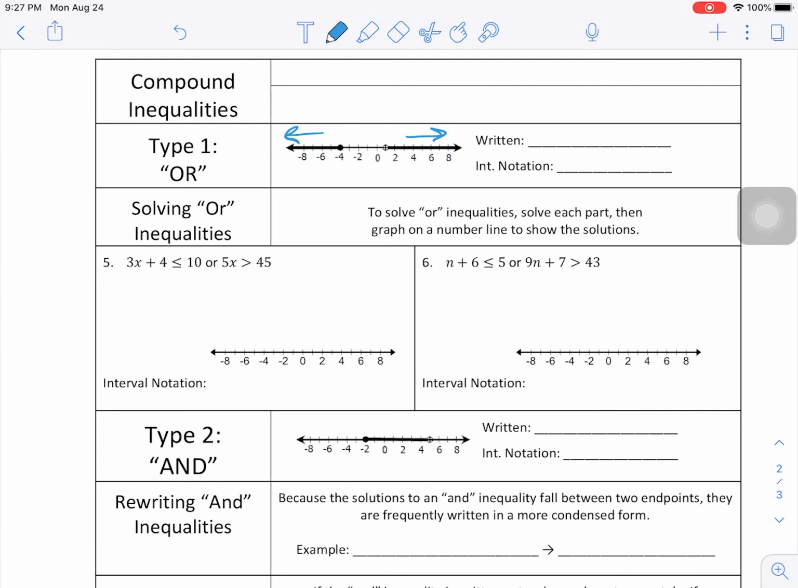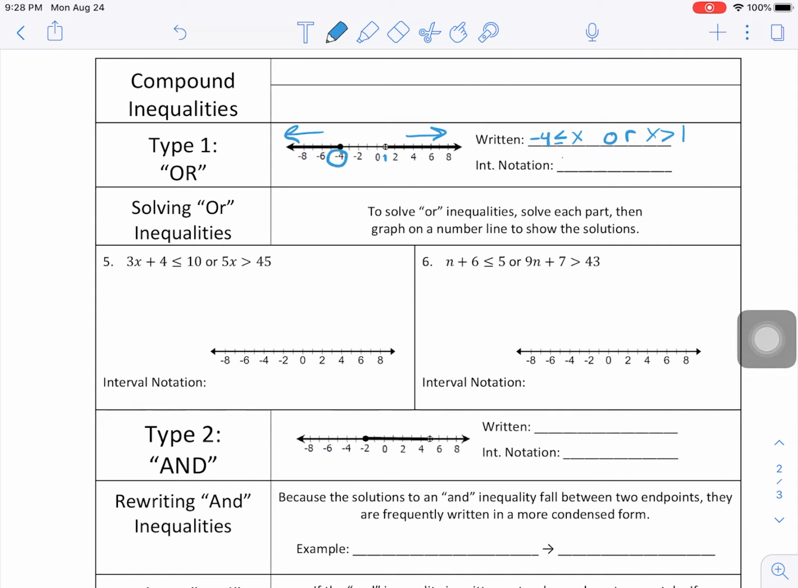So how this would be written is x is, actually no, -4, because -4 is this number. -4 is less than or equal to x, or x is then greater than 1. We know that this is a 1 right here because after 0 comes 1, and it's an open circle, so that means it's just a greater than symbol. If we were to write this in interval notation, we would say -4, whoops, not -4. We have to start at the end of this.